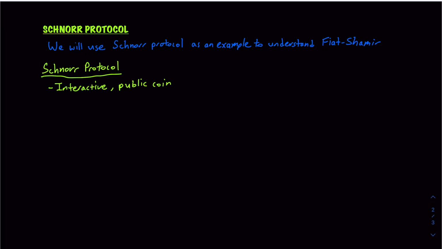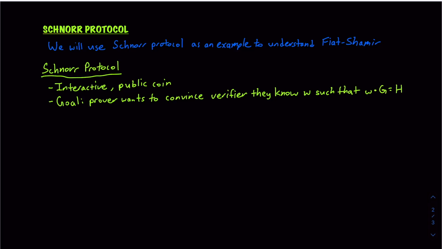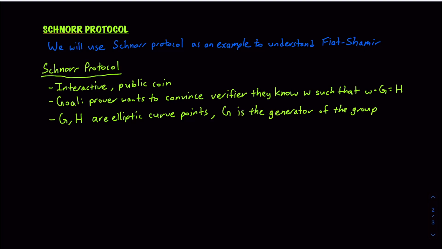So let's start by looking at the Schnorr protocol itself. The goal of this protocol is for a prover to convince a verifier that they know a scalar W, such that W times G equals H. Here, G and H are elliptic curve points, which is why I'm capitalizing them. They live in an elliptic curve group of large order. In fact, G is a generator of this group. Let's denote the order of the group by Q.